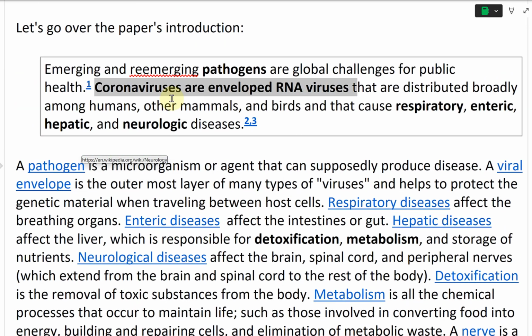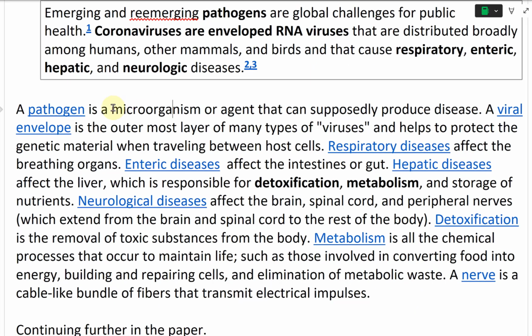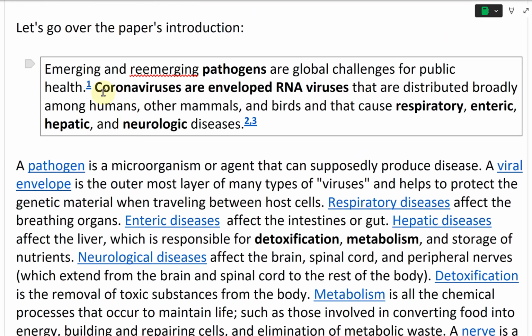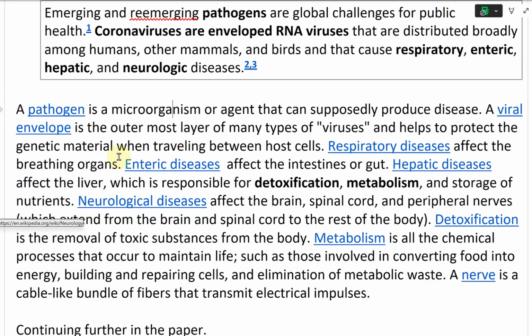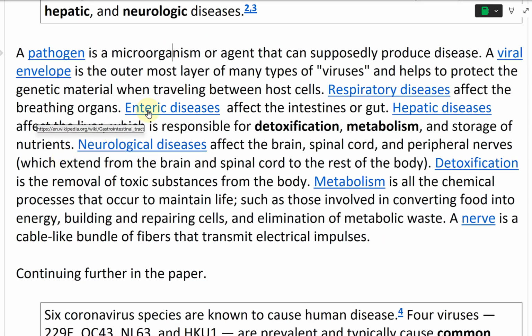So a pathogen is a microorganism or agent that can supposedly produce disease. And a viral envelope, this coronavirus has an envelope, is the outermost layer of many types of viruses and helps to protect the genetic material when traveling between host cells. And respiratory diseases affect the breathing organs, and enteric diseases affect the intestines or gut.